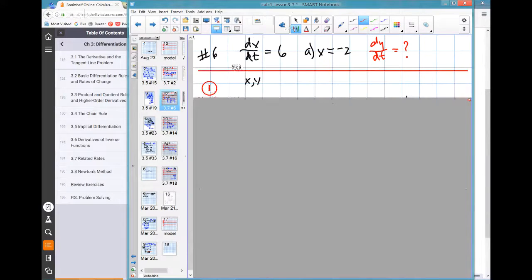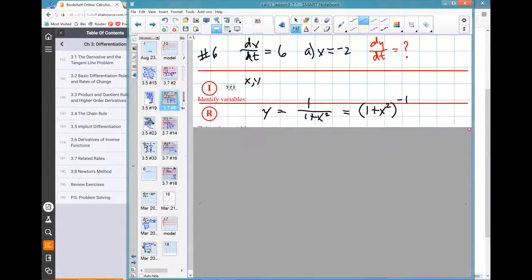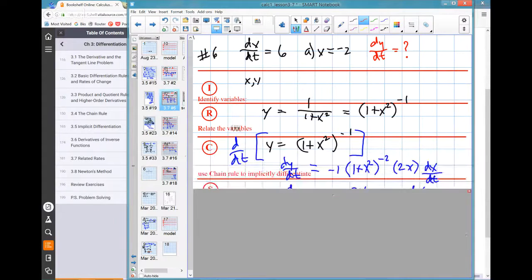Also, they gave you the equation, so again, we didn't have to figure that out or reach back into our memory bank. They said y equals 1 over x squared, and I just rewrote that to make it a little bit easier to do derivative work: y equals 1 plus x squared to the -1 power. Now it's time to move on to the differentiate implicitly stage, so find the derivative of the whole thing with respect to time.